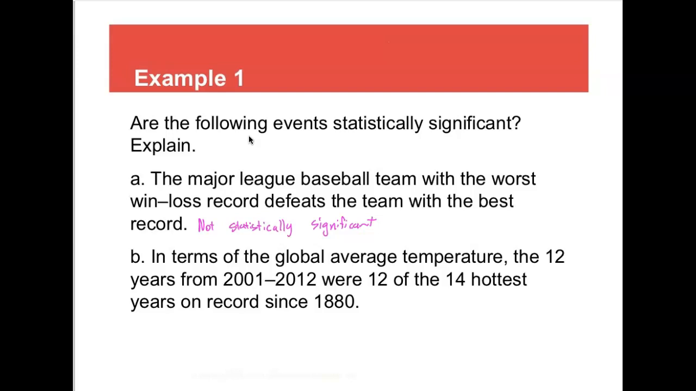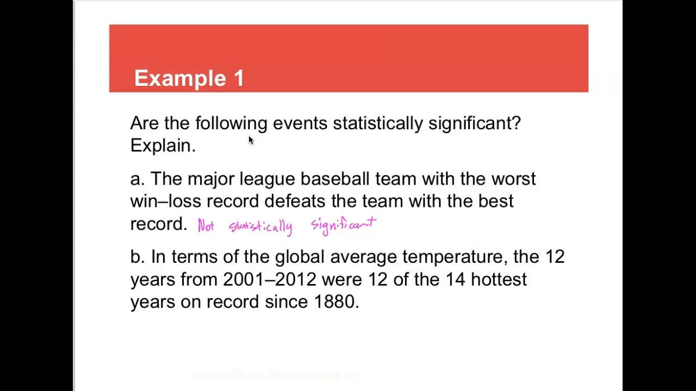All right, what about B? In terms of the global average temperature, the 12 years from 2001 to 2012 were 12 of the 14 hottest years on record since 1880. Is that statistically significant? Is it unlikely that it occurred by chance? Do you think it's random that the 12 hottest years happened from 2001 to 2012?